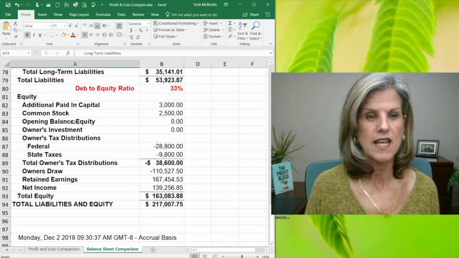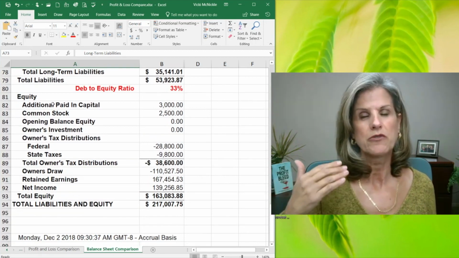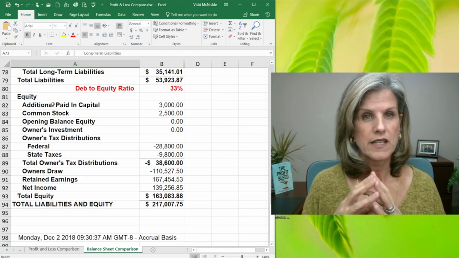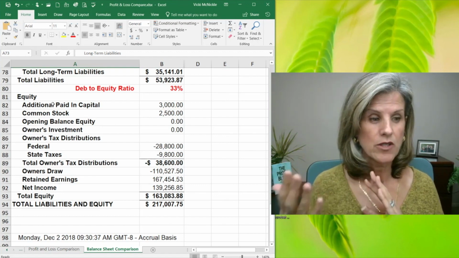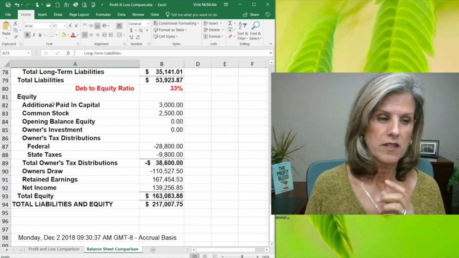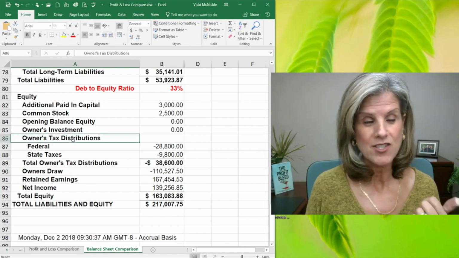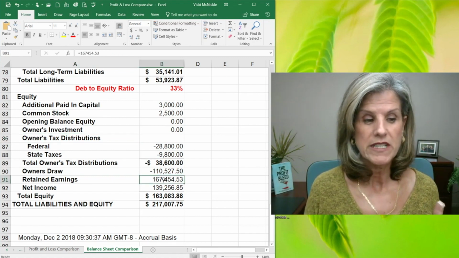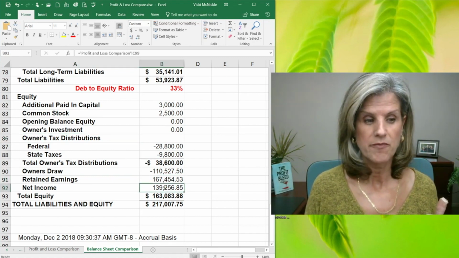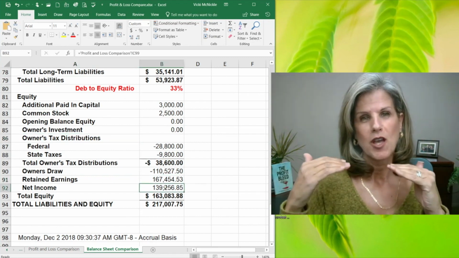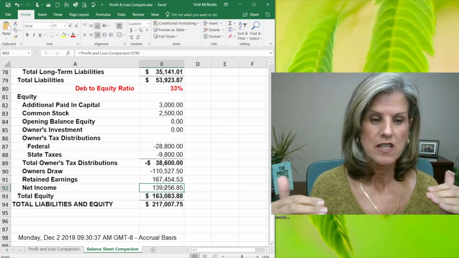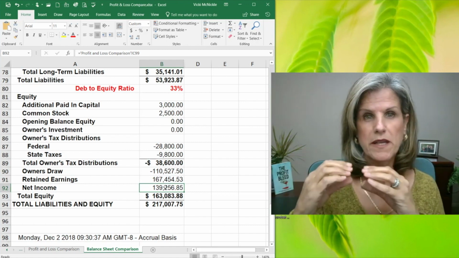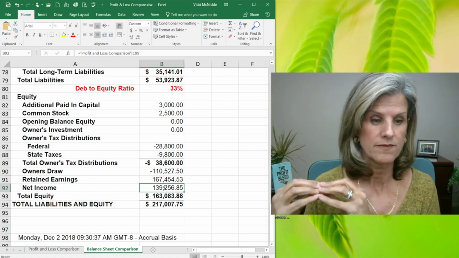The third section is equity. And this is where it reflects what I invested in my business originally, and what kind of distributions I have taken out of the business. In this case, it has owner tax distributions, which they separate from profit distributions. And then also retained earnings and net income. Retained earnings is how much I've left in my business from prior years' profits. And net income is my current net income for this year.